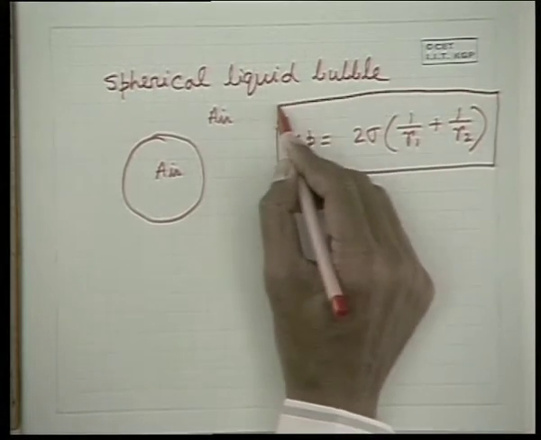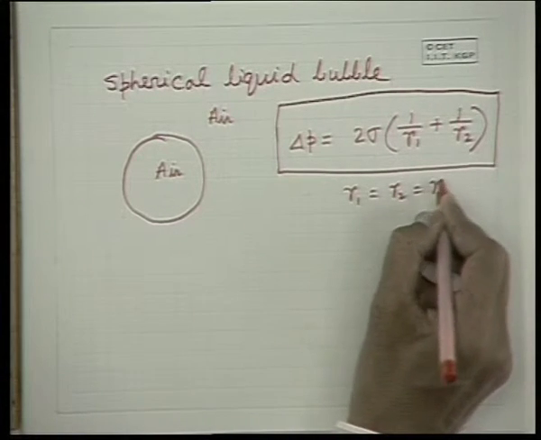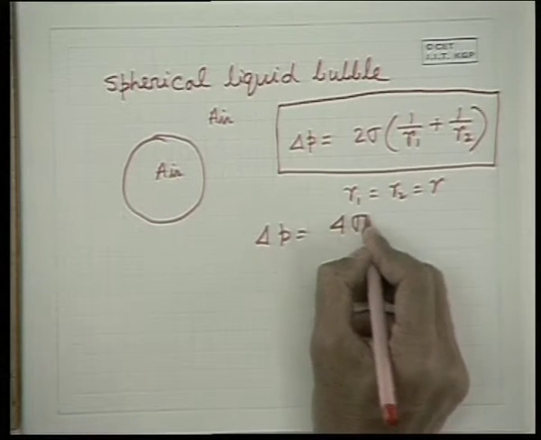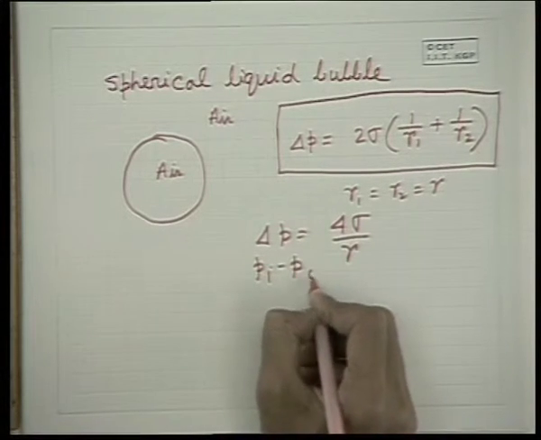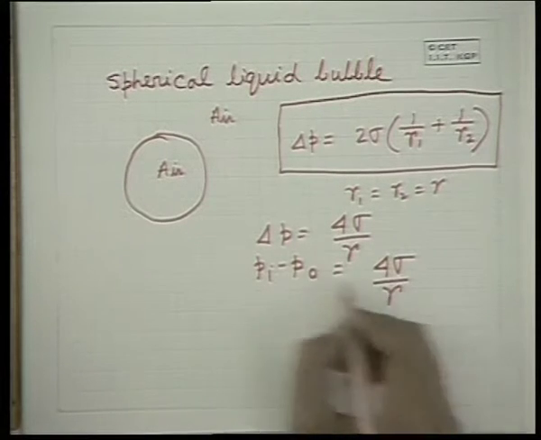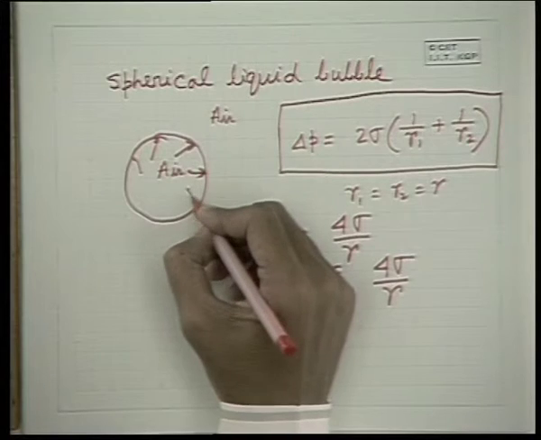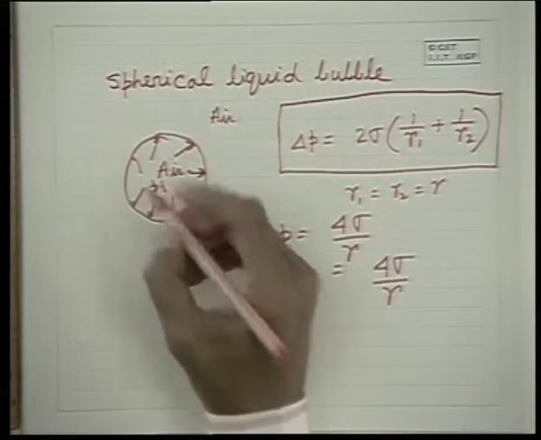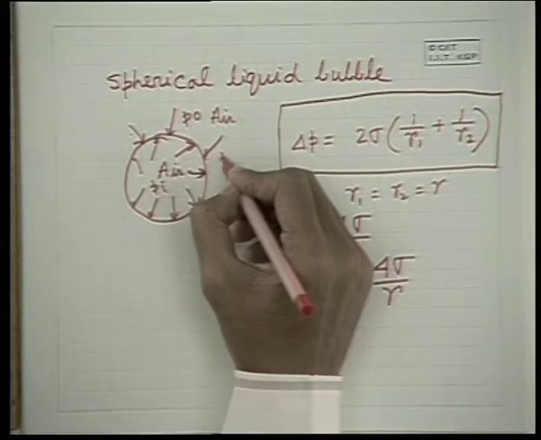So here if I put R1 is equal to R2 is equal to R, we get delta P is equal to 4 sigma by R. So therefore, delta P, Pi minus P0, becomes equal to 4 sigma by R. That is, Pi is the inside pressure and P0 is the outside pressure.